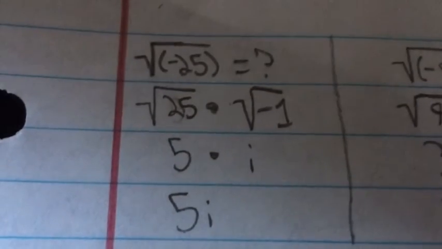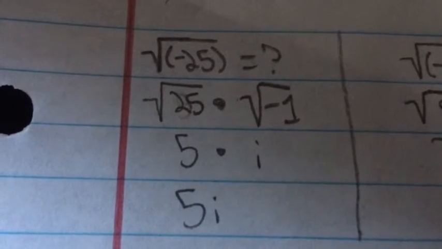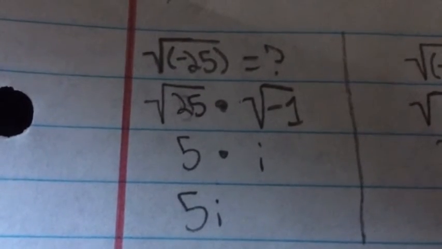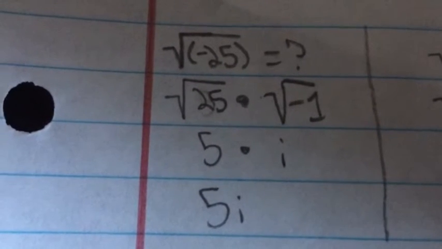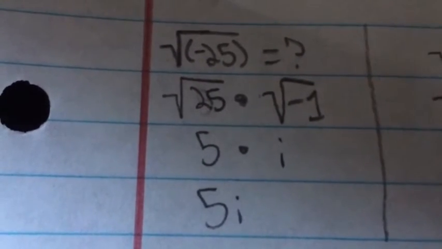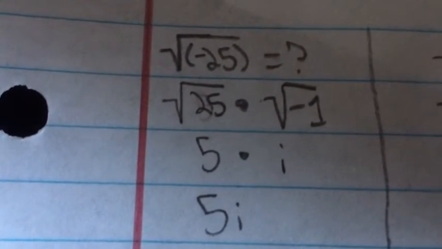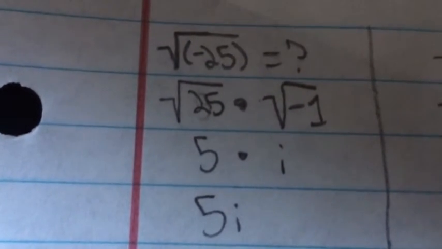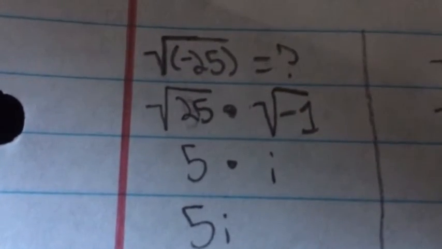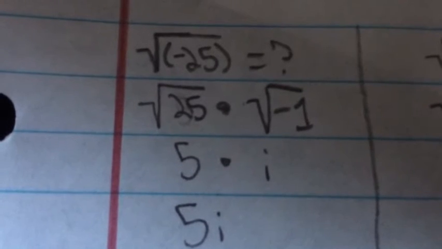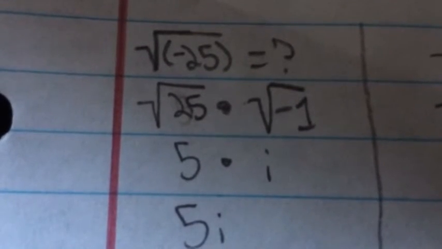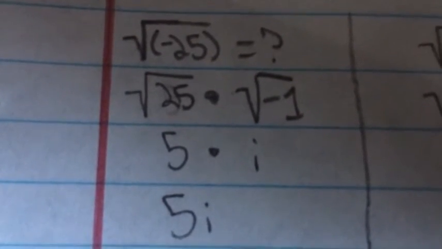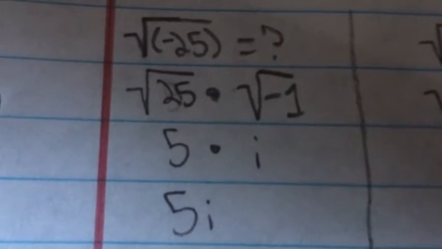The final four were something different, and it was the square root of a negative number. For these, I just stuck with perfect squares so that you could do it without a calculator. So this is the square root of -25, and that is the equivalent of the square root of 25 times the square root of -1. The square root of 25 is 5, and the square root of -1 is i. So that means it's 5 times i, which is 5i.